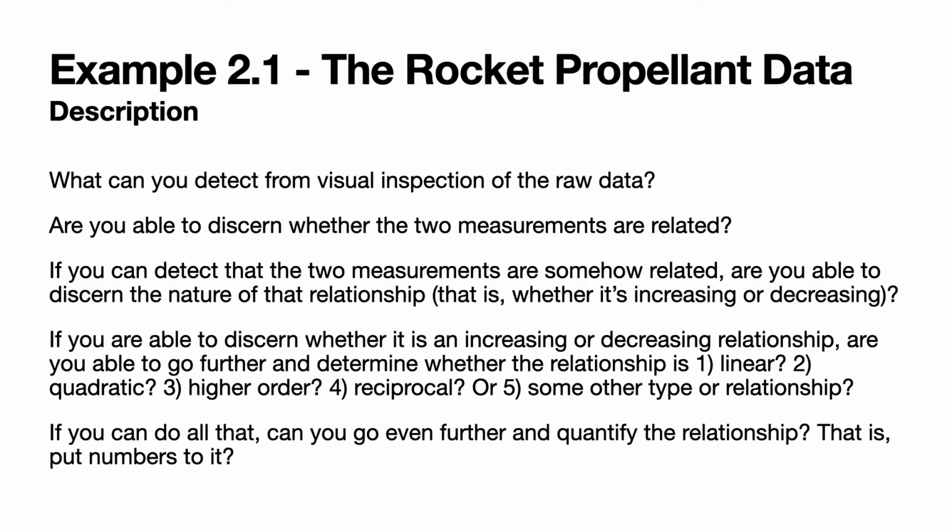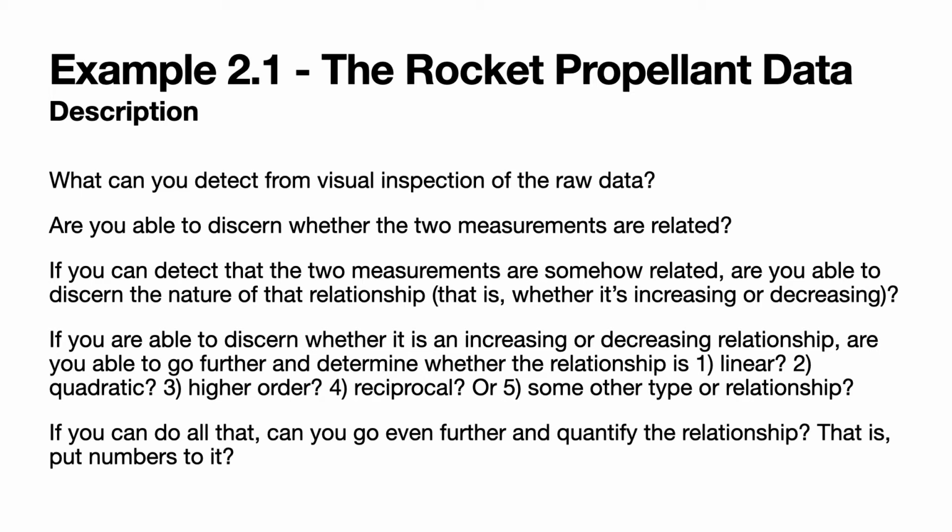So having looked at the data, what can you detect from visual inspection of the raw data? Are you able to discern whether two measurements are related? If you can detect that the two measurements are somehow related, are you able to discern the nature of that relationship? In other words, whether it's increasing or decreasing. In addition, if you are able to discern whether it's increasing or decreasing, are you able to go further and determine whether that relationship is linear, perhaps quadratic, maybe even higher order, or maybe there's a reciprocal relationship, or perhaps some other type of relationship?